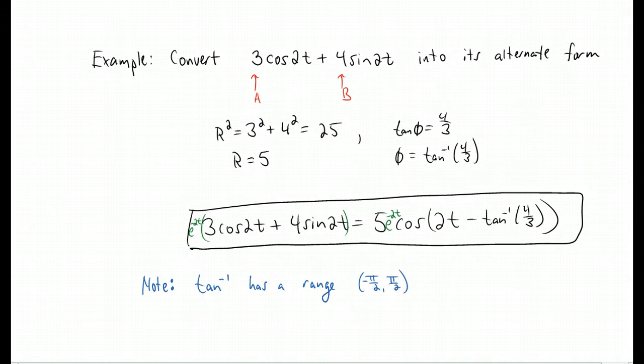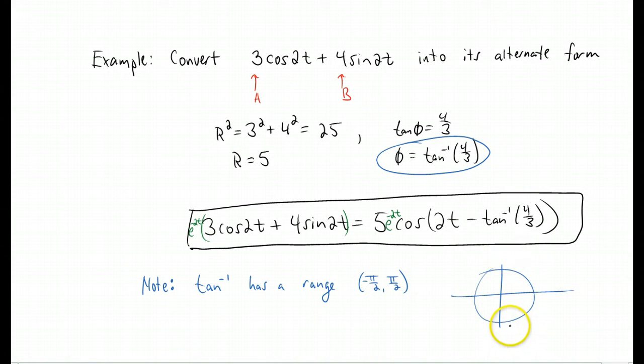And now we need to make a much longer note. It has to do with this equation right here. Phi is the inverse tangent of some number. Recall this fact right here: inverse tangent has a range of negative pi over 2 to pi over 2. What that means is, no matter what number you plug into your inverse tangent, your calculator is always going to spit out an answer between negative pi over 2 and pi over 2.